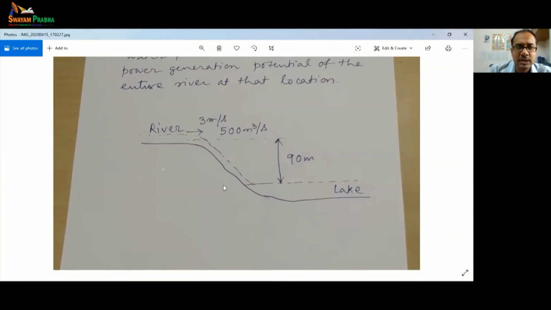So if you see this, a river is flowing from your left hand side at certain height, and then it falls by about 90 meter to reach the surface of the lake. And lake, you can take that as the bottom level beyond which it does not go, and lake is big enough so that the level does not change. And at the point of just falling there, the velocity is 3 meter per second and the volume flow rate is 500 meter cube per second. This is the problem statement.